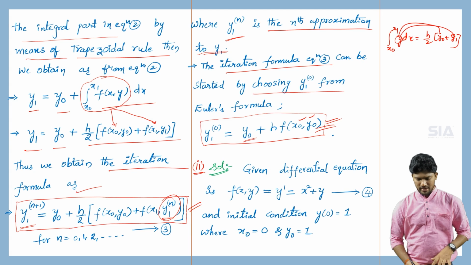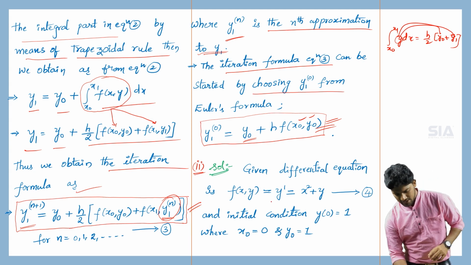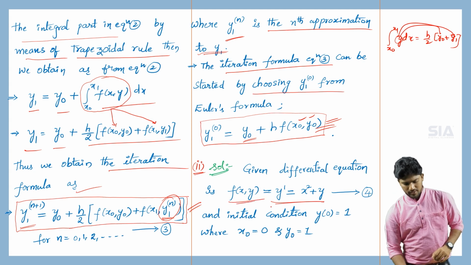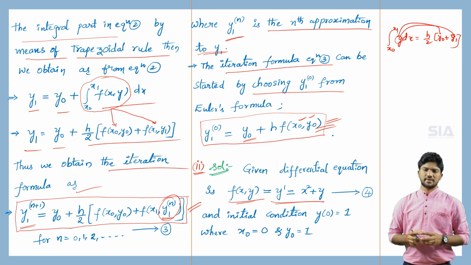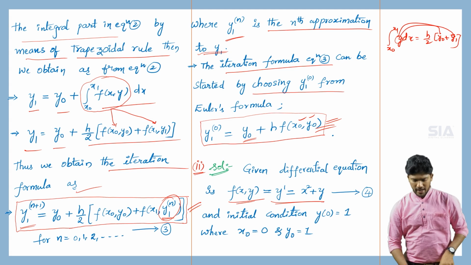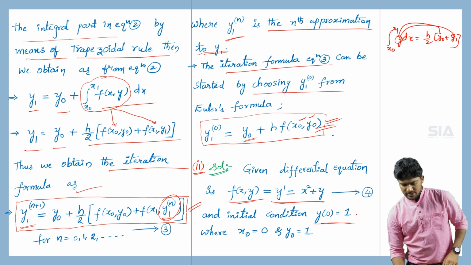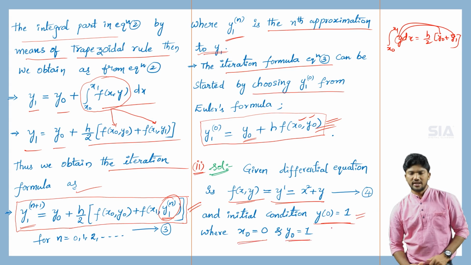Now problem ఏమన్నాడంటే సేమ్ మళ్ళీ ఇక్కడ మనకు ఒక ఇనిషియల్ వాల్యూ ప్రాబ్లం ఇచ్చాడు, y dash is equal to. సో నెక్స్ట్ చూడండి అమ్మ సొల్యూషన్. Given differential equation is f of x, y is equal to y dash is equal to x square plus y, that is taken as equation number 4, and initial condition y of 0 is equal to 1. Okay, where x0 is equal to 0 and y0 is equal to 1.